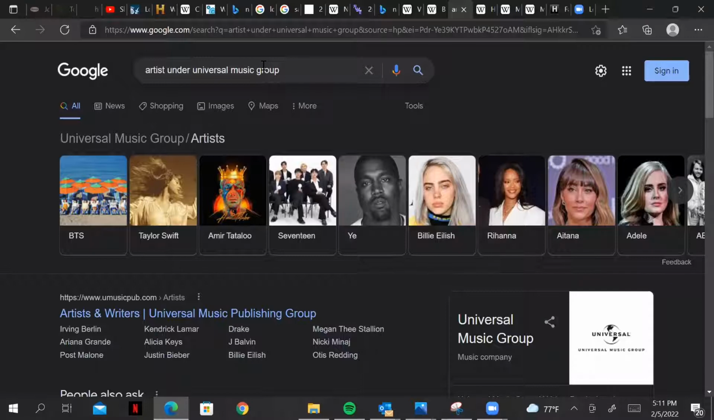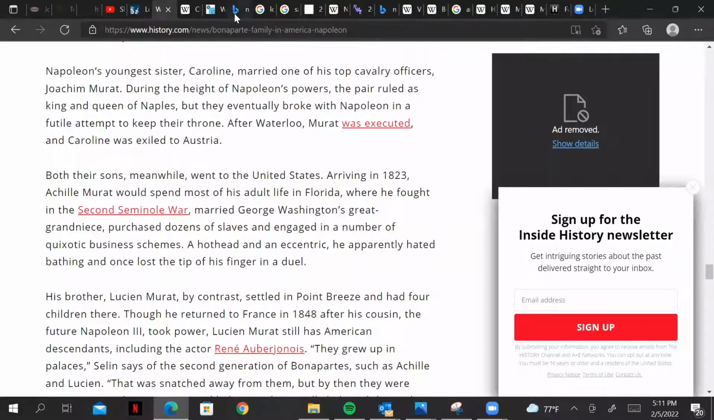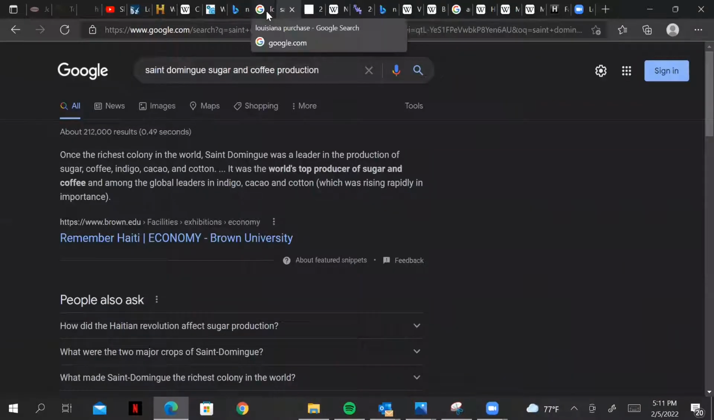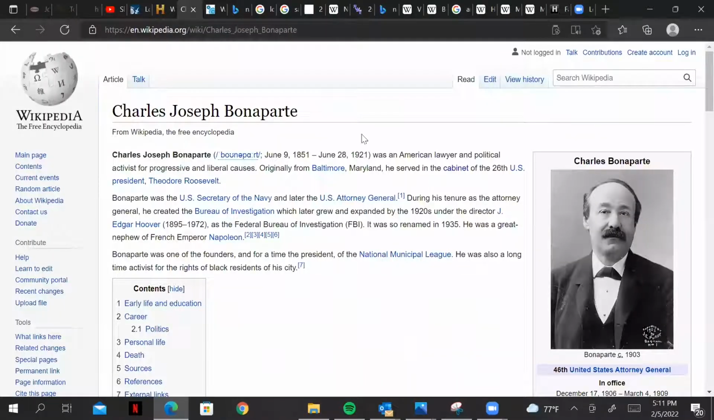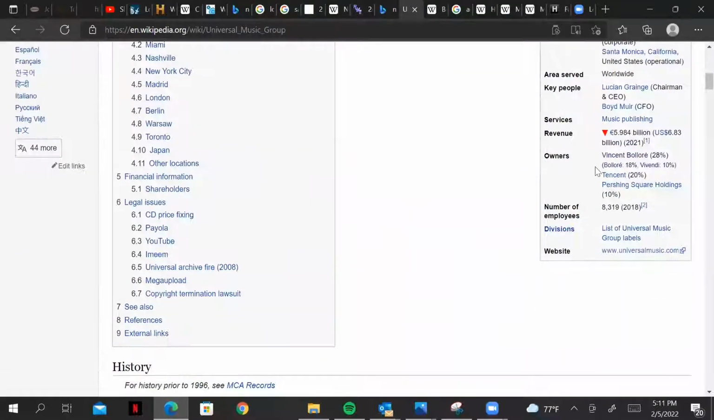And that's why I found it interesting to examine the Napoleonic family and their influence today, because as you can see, as we dive deeper, he creates this water company, the nephew of Napoleon. His other family members also go to the United States, marrying into George Washington's family, and the other great nephew ends up doing work as the FBI director here, Charles Bonaparte. It was called the Bureau of Investigation, which later grew and expanded, as you guys can see here. So from there, from Vivendi, as you can see, Universal Music Group here, and we can go through. Tencent owns 20%. Boyer, as I mentioned, 28%, so the largest shareholder that we can see here. And then you have Vivendi at a significant 10%.